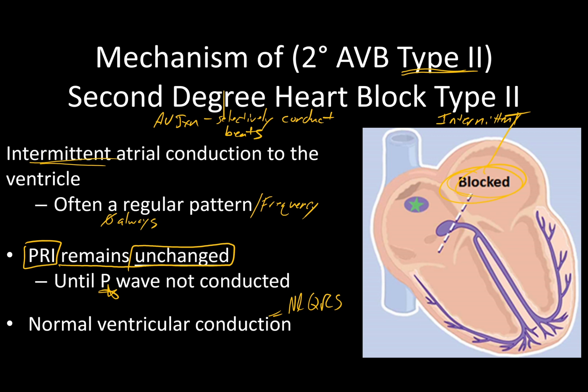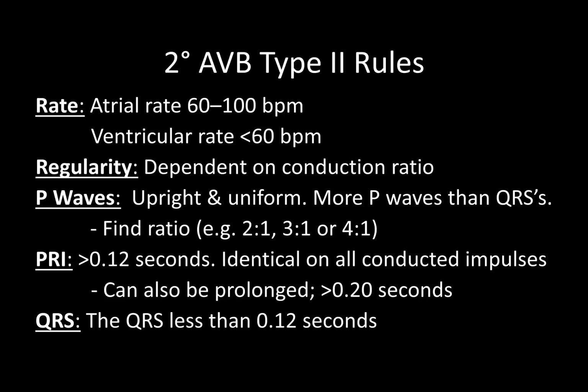Once it's in the ventricles, though, things are just dandy. As for the rules for second degree Type II, you're going to be looking at your atrial versus your ventricular rate. The atrial rate should be pretty well normal and not too much going on there. Your ventricular rate will very nearly always be bradycardic. That's kind of the big focus there.